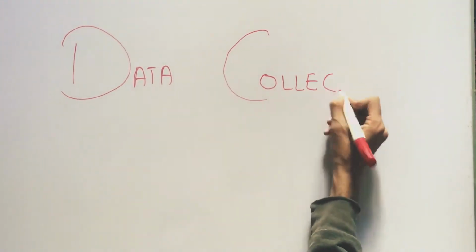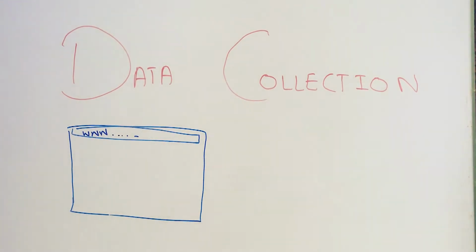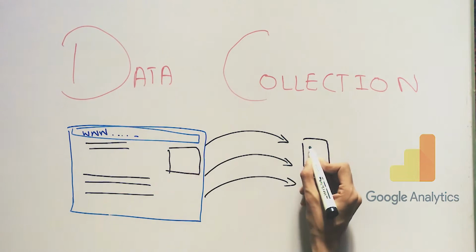This video takes a look at the data collection step in the Google Analytics pipeline, describing the process through which Google Analytics collects data from a website and sends it to the servers to be processed.